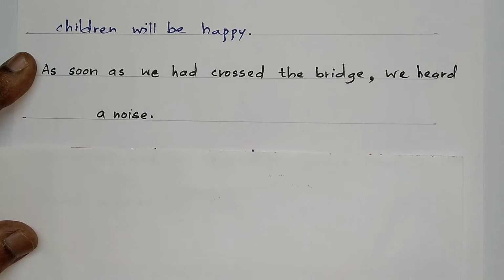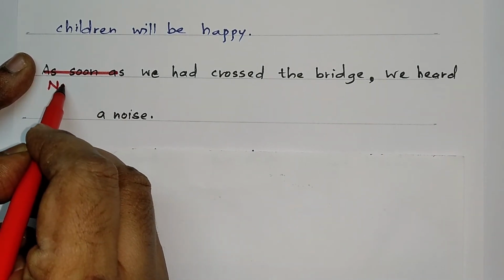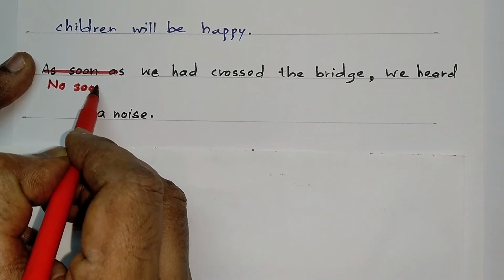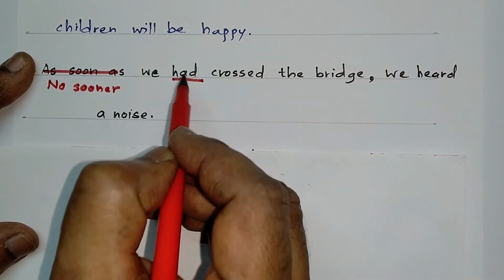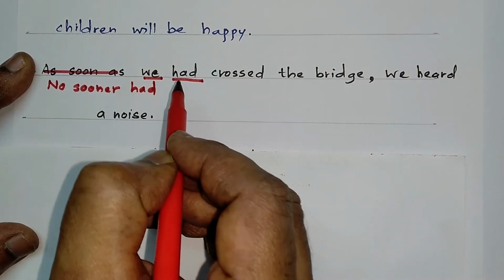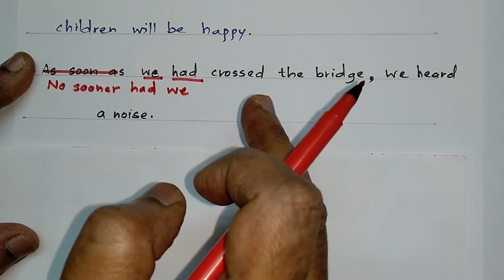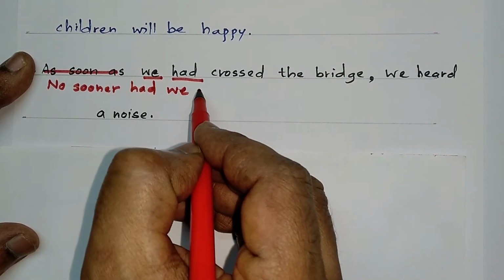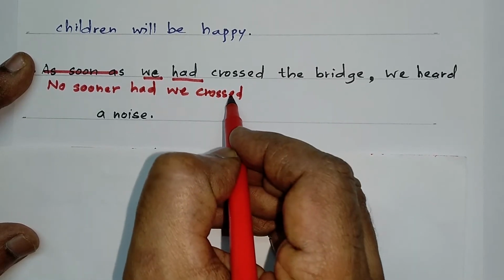As soon as we had crossed the bridge, we heard a noise. We'll replace "as soon as" with "no sooner", followed by the helping verb. The helping verb here is "had", followed by the subject. The subject here is "we". Now, whatever is remaining, that we have to add here. We have to add "crossed the bridge".